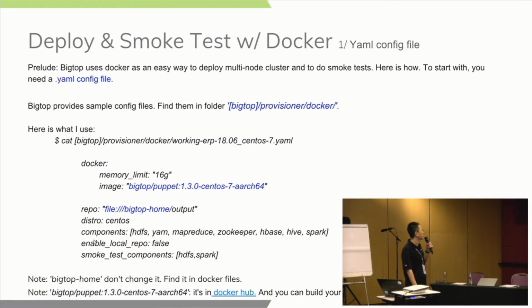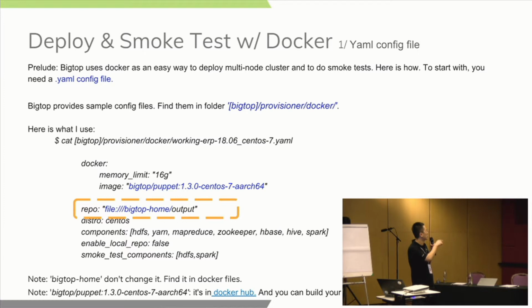The Docker image is based on Bigtop Puppet. It's basically a CentOS 7 base image plus Puppet modules. Again, it's already uploaded to Docker Hub as part of the 1.3.0 release. You can build that image by yourself through the Gradle command. That's possible, but I'm not showing it here. In this example, it's just downloaded from Docker Hub.